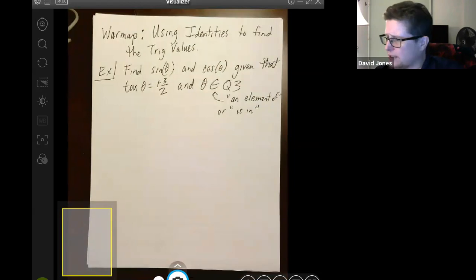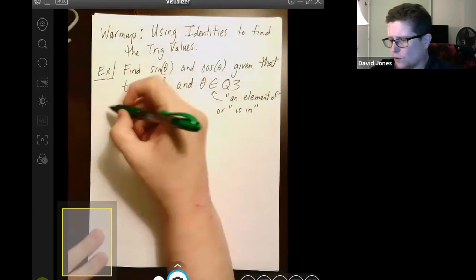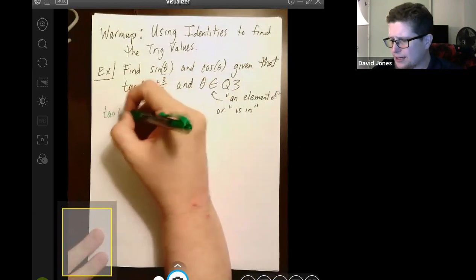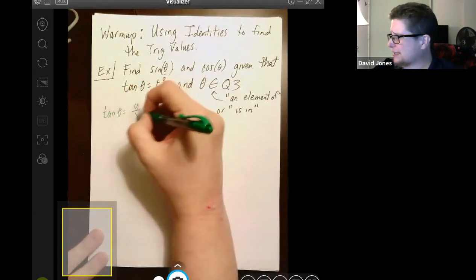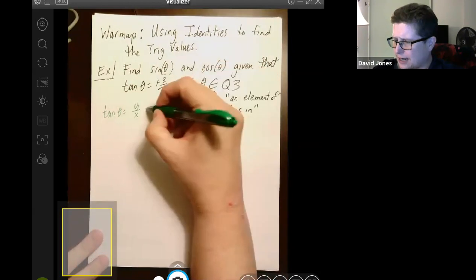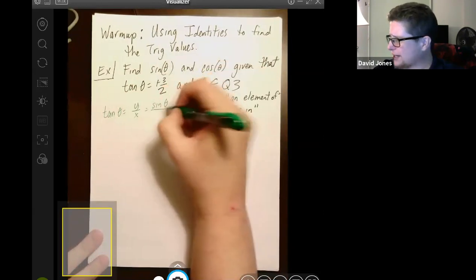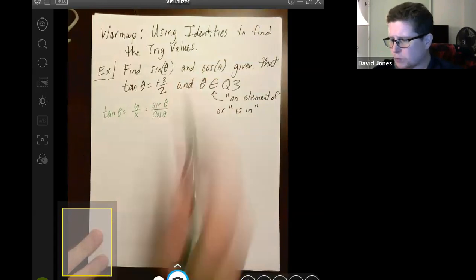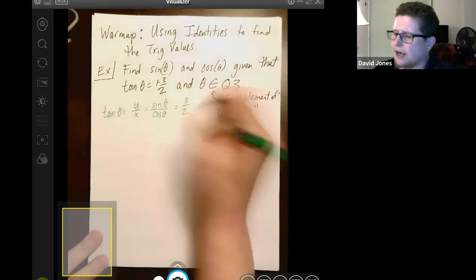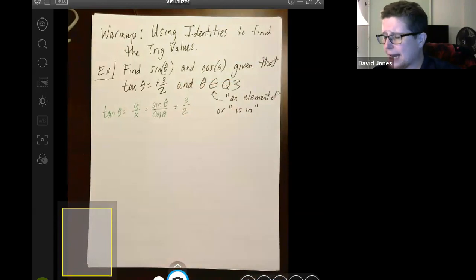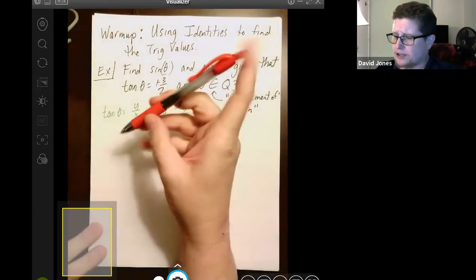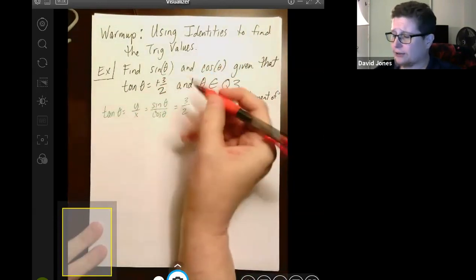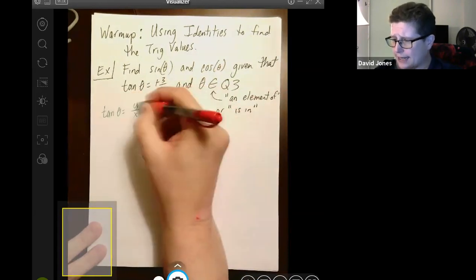So how can we go about doing this? Well, we know tangent theta equals y/x, and that's sine theta over cosine theta. And in this problem, it's 3/2. Now, you may be inclined to try to just pull these and make these a triangle. Y = 3.